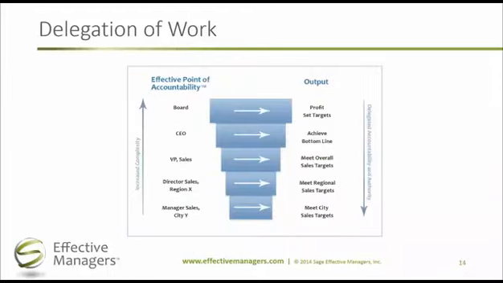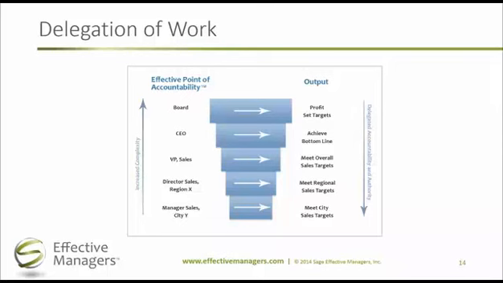So the example that I would like to talk to you about then is the effective point of accountability for sales. So let's start with the board level. So the board has an accountability because it's accountable for the overall policy, direction, and strategy of the organization, would set targets for profit, for top-line revenue, and so on through the strategic implementation process.